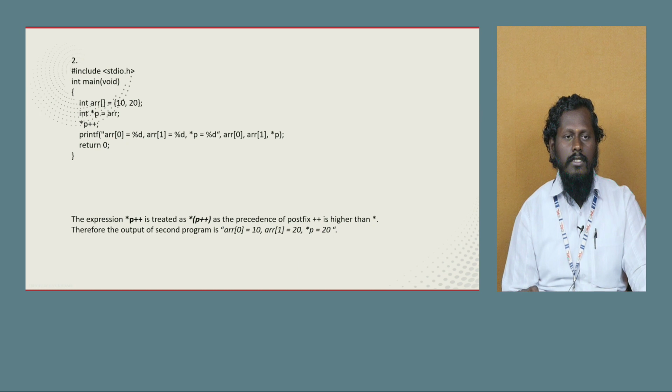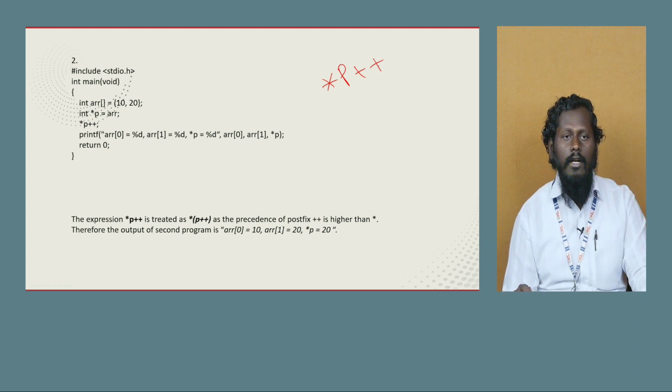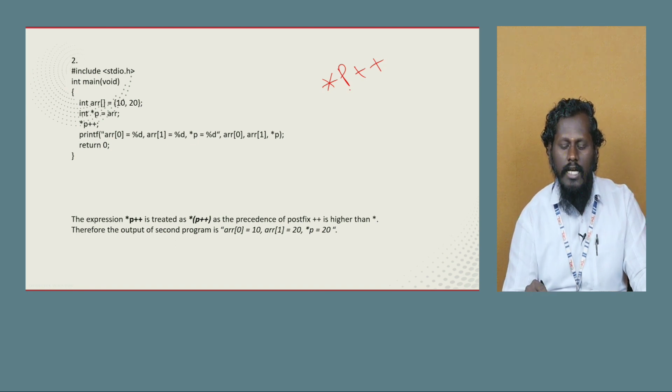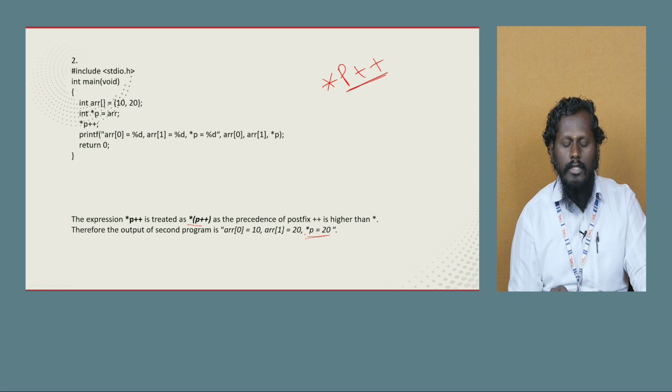The same kind of example, but the expression is changed here. We have given star p plus plus. So we have two kinds of operators: one is pointer, another one is post increment. Already we know that post increment is higher than the pointer operator. If it is higher, that must be completed first. So this expression will be evaluated like that. The first, higher one is p plus plus. It will be completed first. After that, the value will be assigned to pointer star p. So the answer is star p will be 20.